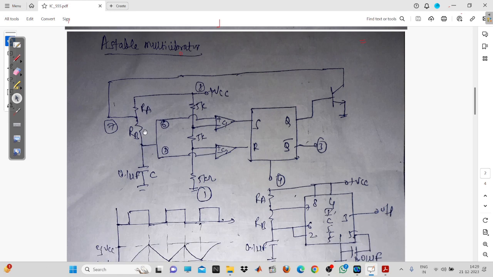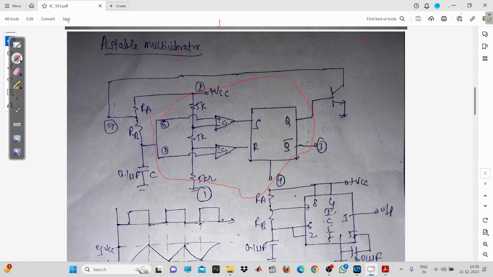Now you can see here, this is the internal structure which I am talking about, that is the IC 555. And why was the name IC 555 given? Because we have three 5 kilo ohm resistors. So three 5 kilo ohm means what? IC 555. That is the thing.